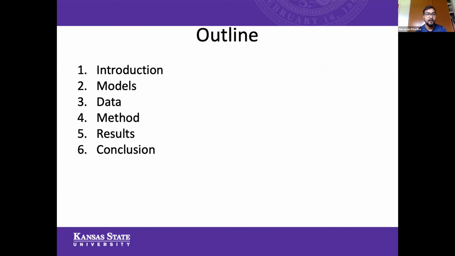So here is an outline of my talk, and this is basically the structure of our paper. First, I will give a little bit of introduction, and then I will talk about some cosmological models that we use in our research. Then I will talk about the data that we are using to test those models. And then I will present a methodology that we use in our research. And finally, I will show some results and conclusion.